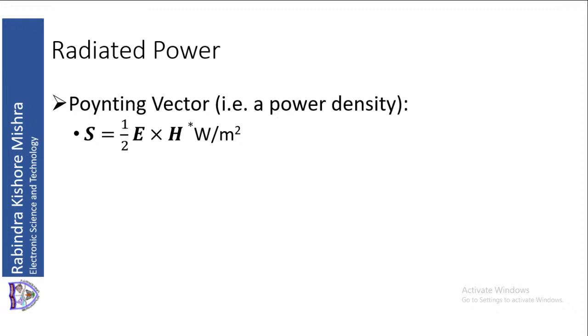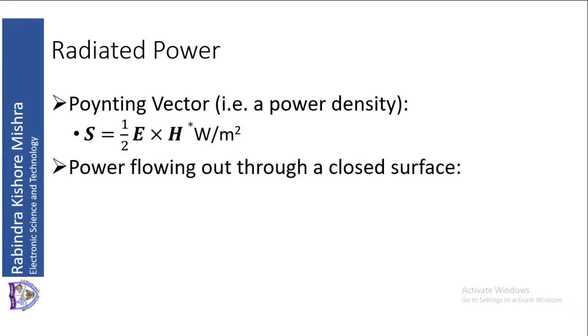Now the power flowing out through a closed surface we can find from the Poynting vector by integrating the Poynting vector over the surface. So P is equal to the integration of S dot ds, ds being the surface element and capital S being the Poynting vector. So the power flowing out through a closed surface is given by this. This is the power radiated by the antenna.